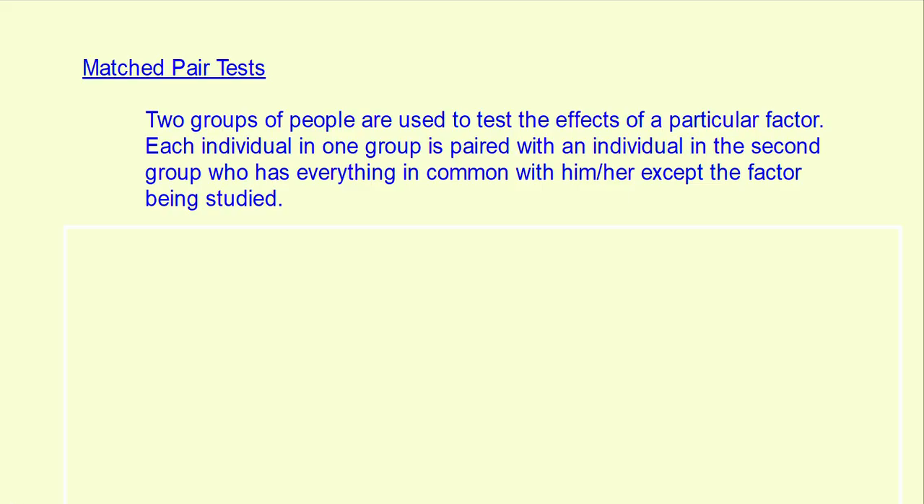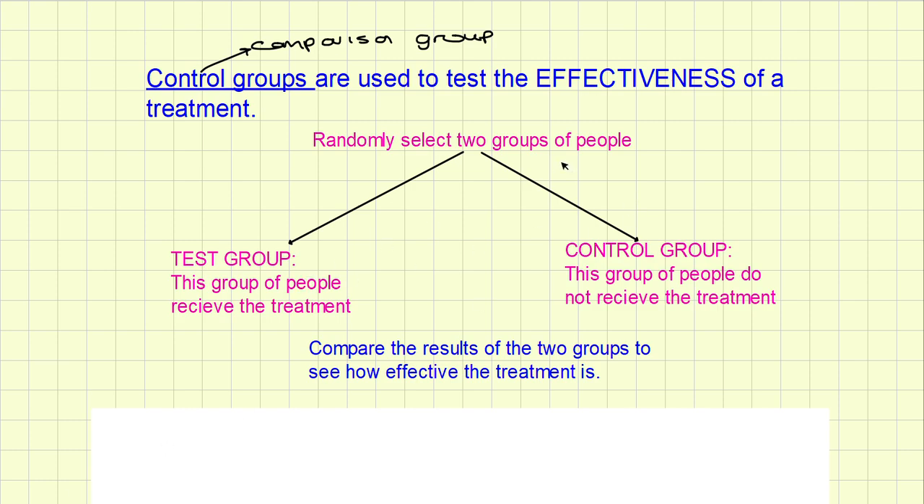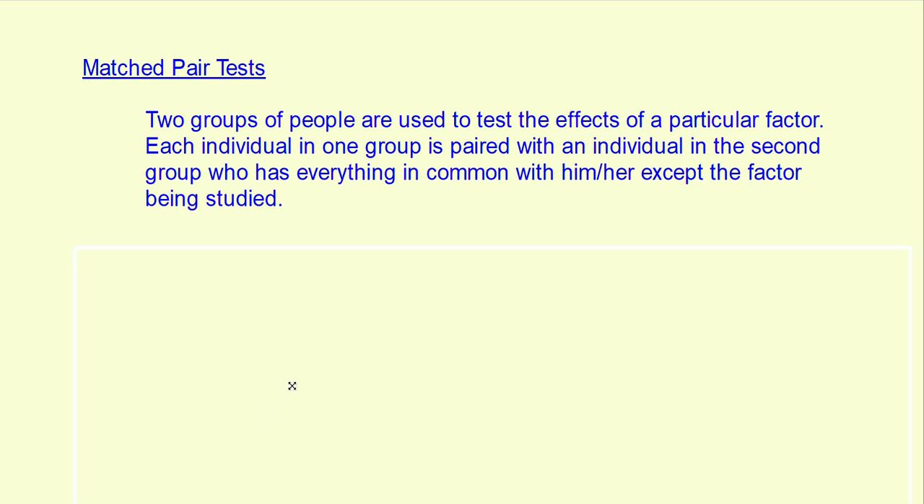A matched pair test is like that, but in a little bit more detail. So two groups of people are used to test the effectiveness of a particular factor, but each individual in one group is paired with an individual in the second group who has everything in common with him or her except the factor being studied. So it's very similar to having a test group and a control group, but this time it's less random. You would make sure that someone has loads of similarities to the other person, as much as within your control, other than the drug or whatever you're doing, the test, the treatment, whatever you're giving to the test group.